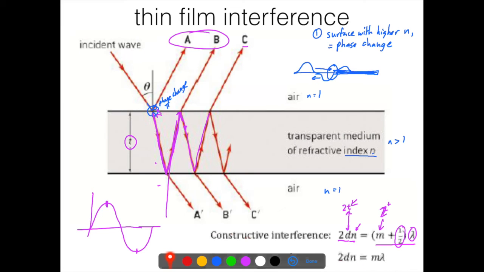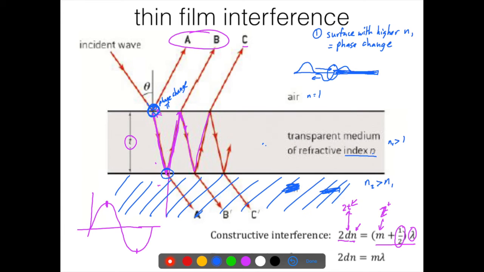So what I want to show you now is, what happens if this index of refraction here is not air? What if it's something thicker? So this is N1 and this is N2. What if N2 is greater than N1? All right. So we still get the phase change here because the transparent medium is more dense or has a higher index of refraction. But down here, because I've now changed this medium so that it has a higher index of refraction than the middle one, now I'm also going to get a phase change of pi here.